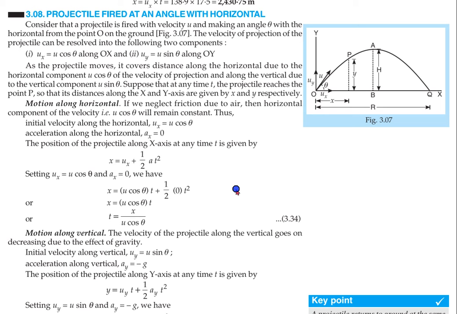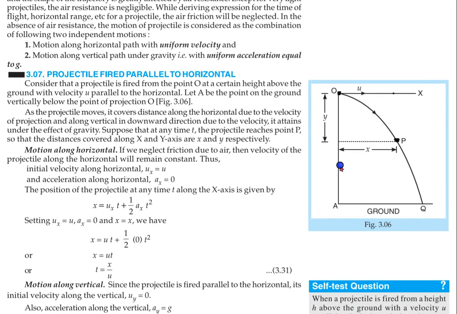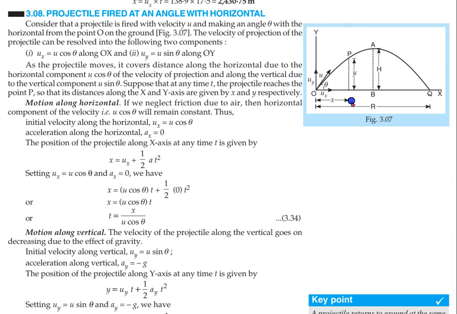Projectile fired at an angle with horizontal. In this class we have discussed when an object is thrown from the top of a tower. Now, in this topic, we'll discuss the motion of a particle when we fire or throw it upward in this way.